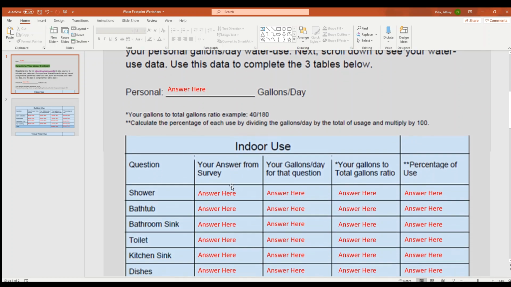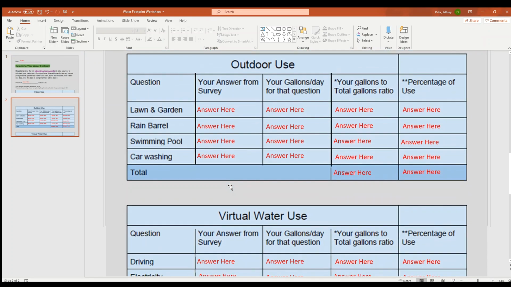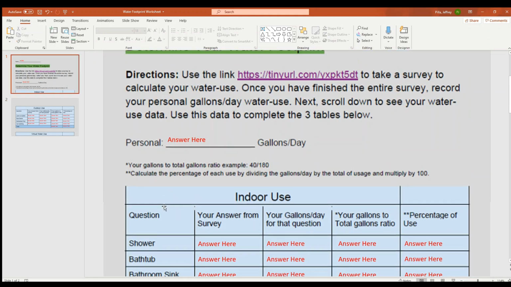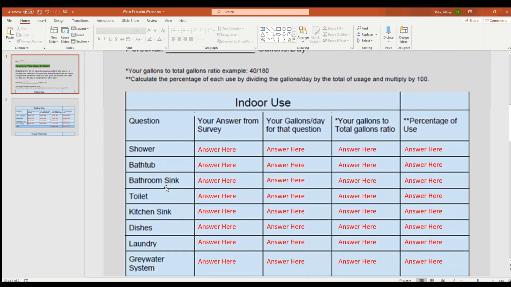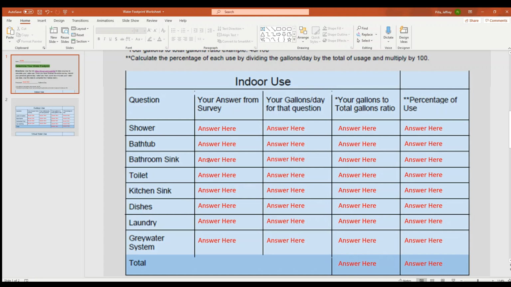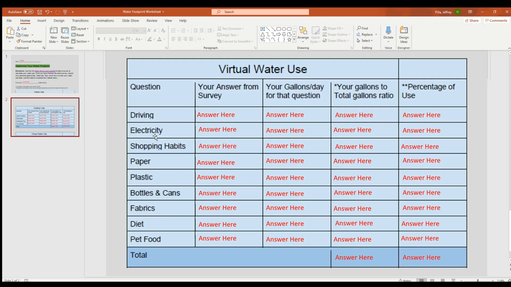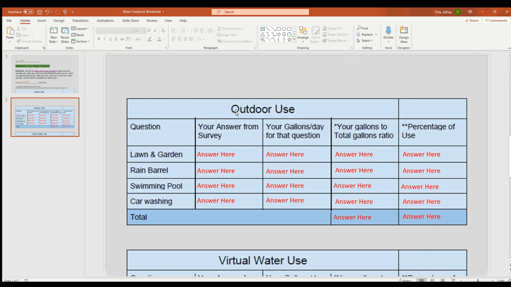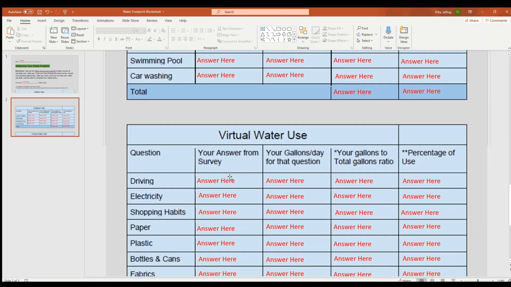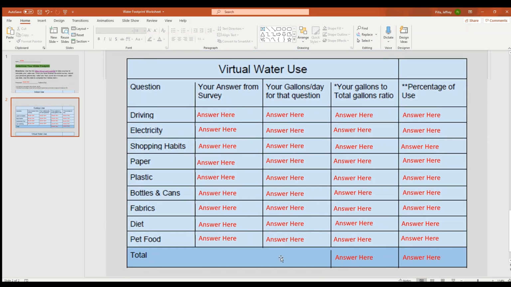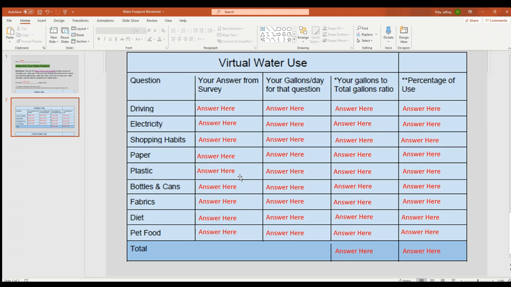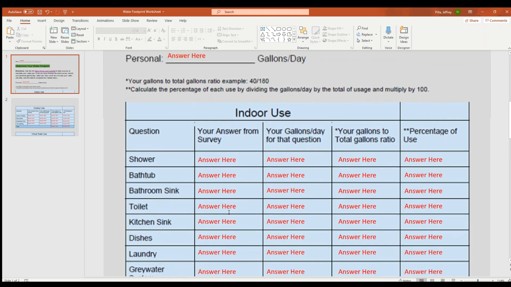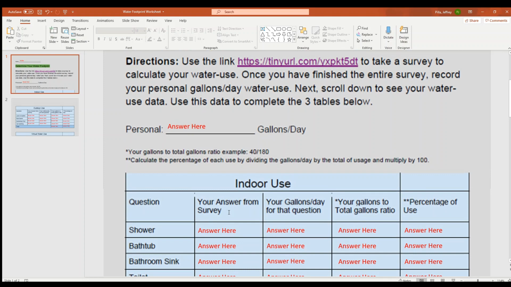Alright, so let's just take a quick look at what we're dealing with here. We have our personal gallons per day that go right here. We have our indoor use of water table right here. On the next page, we have our outdoor water use table. And then we have our virtual water use table, which is probably the one that you guys don't necessarily think about when you think about using water. So we have 3 different tables that we need to fill in, okay?